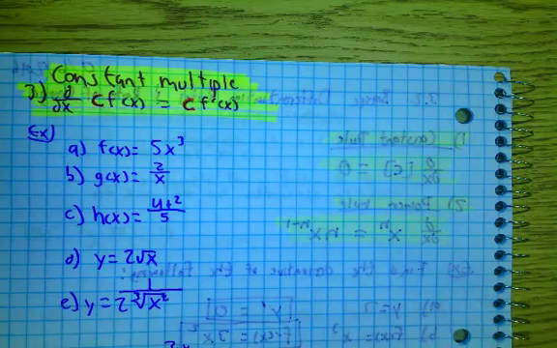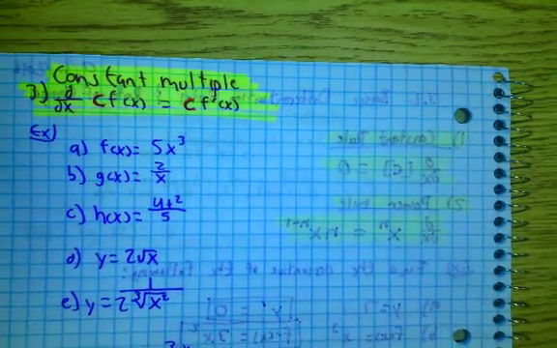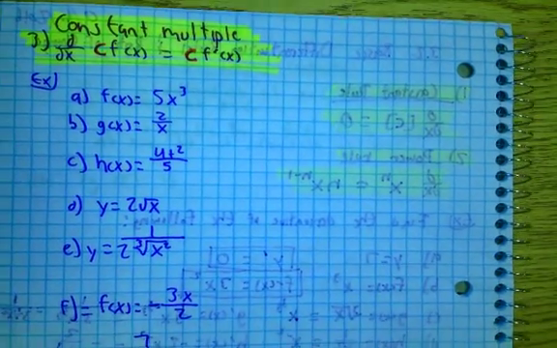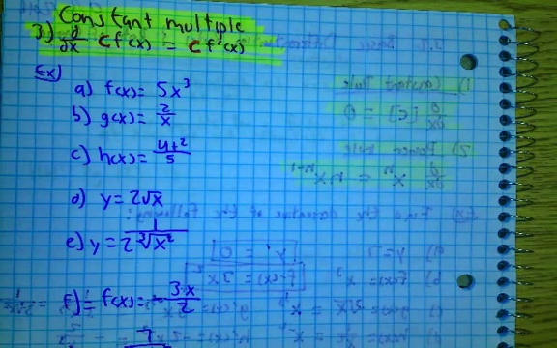You're going to keep the constant and multiply by the derivative of the function. Okay? And then I have a whole bunch of examples for you to try, but let's try part A and part B together so that you understand what I'm trying to say. Okay? So look at part A.